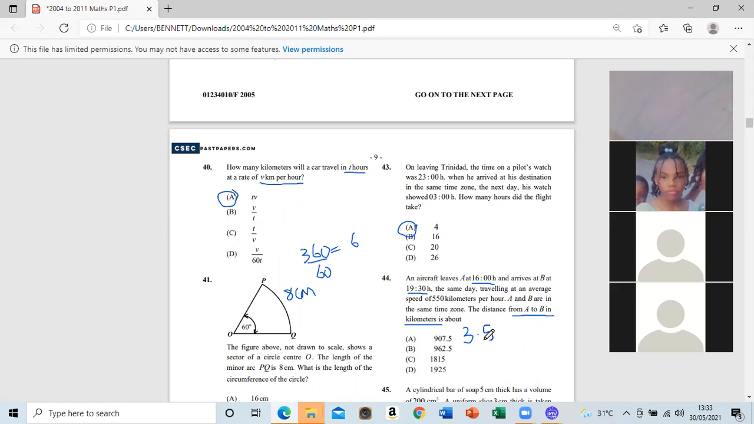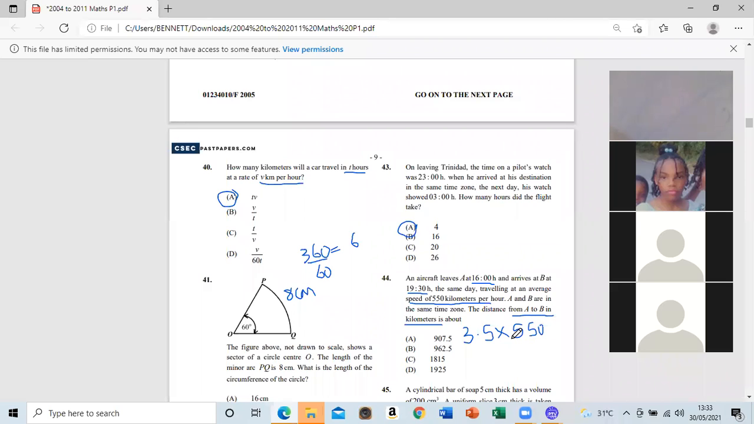Now 3.5. And it travels at an average speed, not constant, but an average speed of 550. So wouldn't it be distance 550? Because distance is equal to speed times time. But then they give the average something there. So somebody multiply this by 5. Work this out for me, guys.